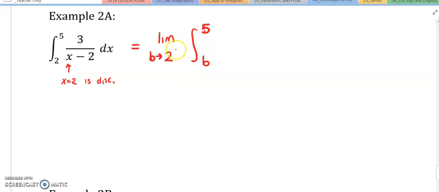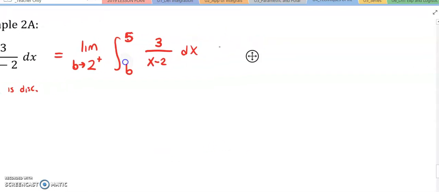Now we're going to be approaching it from the positive side because we're going between 2 and 5 when we do this. So it's going to be the limit as b approaches 2 from the positive side, integral from b to 5 of 3 over x minus 2 dx. And so again, the best part about this is once this is rewritten, you're just going to go through the fundamental theorem of calculus as you would normally do, and then you would evaluate this limit as your final step.